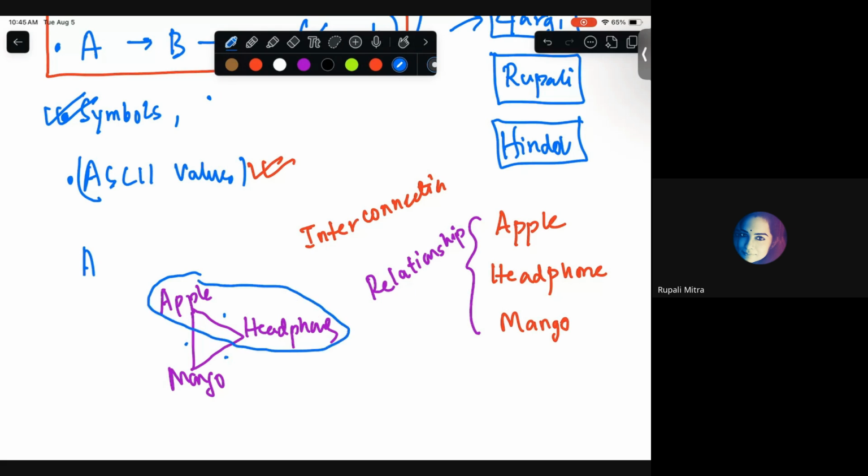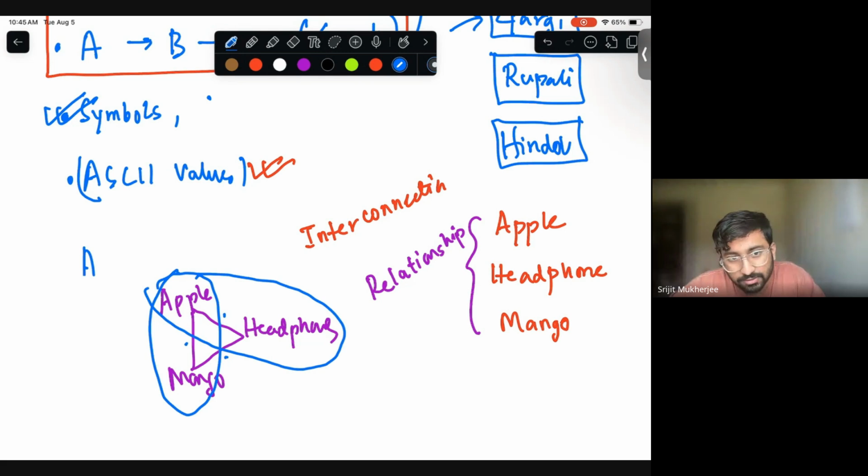Apple mango, because we can say they are fruits, and apple headphone we can associate with the company. Some context is needed, of course. Apple and headphone. Great. So exactly, Rupali. Thank you so much. Everyone should say thank you to Rupali. It's a really good idea.